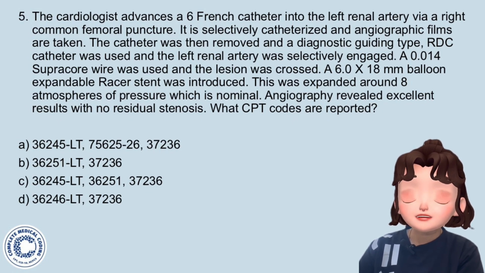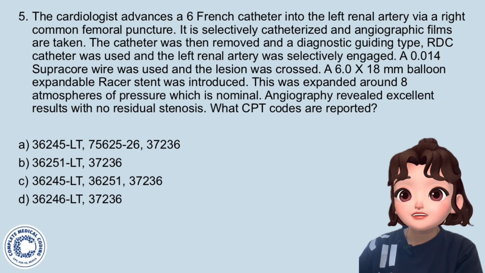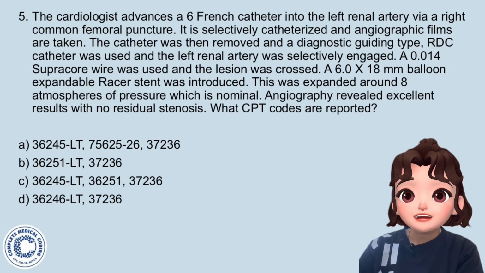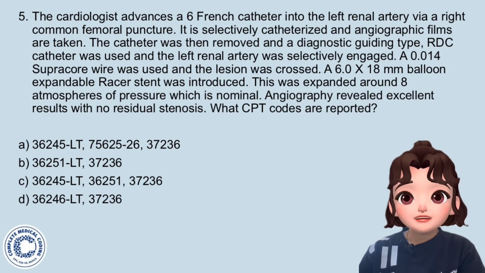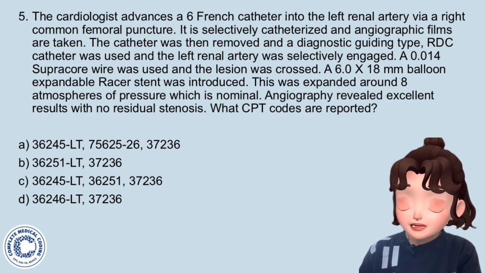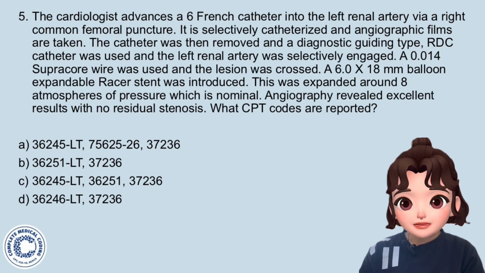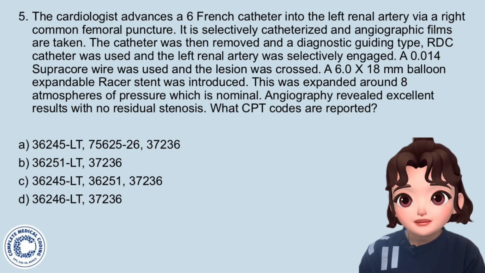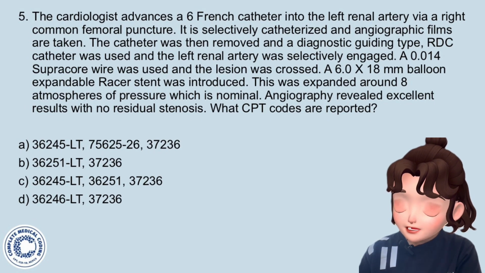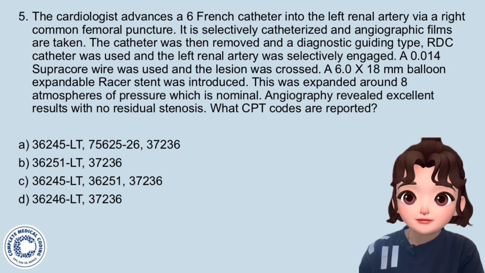First, let's find the code for catheter placement. What is 36245, the first option? 36245: selective catheter placement, arterial system, each first order abdominal, pelvic or lower extremity artery branch within a vascular family. Only arterial system is mentioned. Left renal artery, arterial system. Which artery it is, is not mentioned.